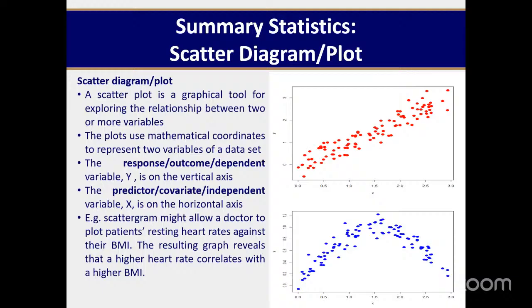Which one is independent and which one is dependent? BMI is independent and the heart rate is dependent. Yes, please. So this is correct. This is correct. So you should know your axis before you draw any scatter plot.